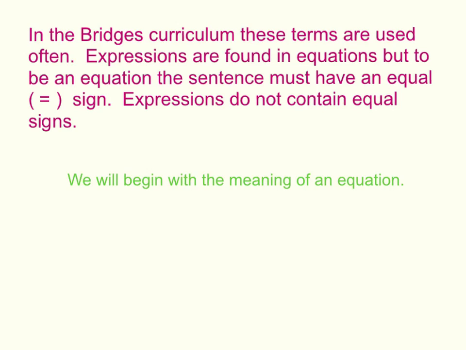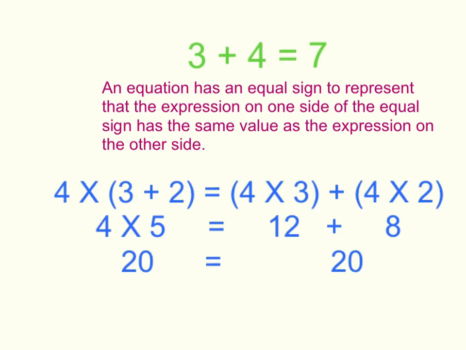Expressions are found in equations, but to be an equation, the sentence must have an equal sign. We'll begin talking more about the meaning of what an equation really is. An equation has an equal sign to represent that the expression on one side of the equal sign has the same value as the expression on the other side of the equal sign.